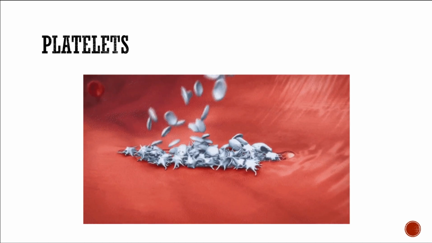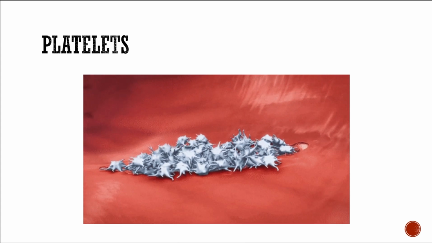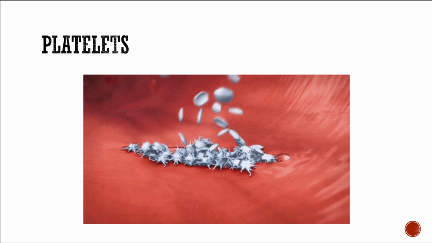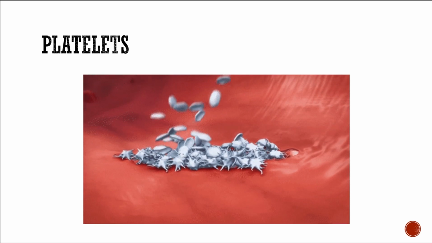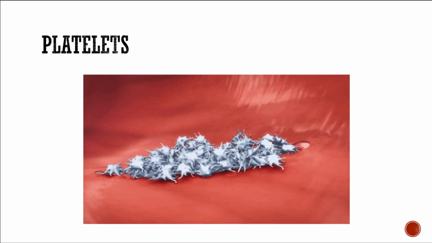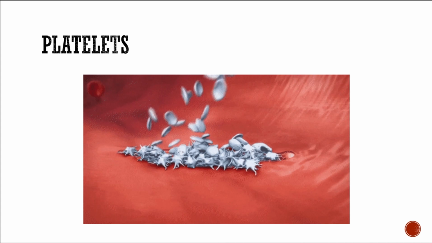The next component of blood is platelets. Platelets are tiny cell fragments. They are not complete cells, like red blood cells or white blood cells. They are actually small disc-shaped cell fragments that are released from large bone marrow cells called megakaryocytes. Platelets are critical for blood clotting.